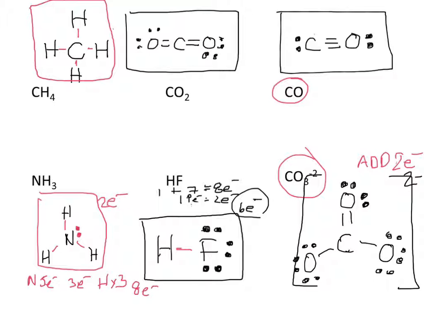So this structure is accurate, and you need to put 2 minus. Now, one thing to remember, and you're going to learn a little bit more about this in another chapter, is this thing called resonance.